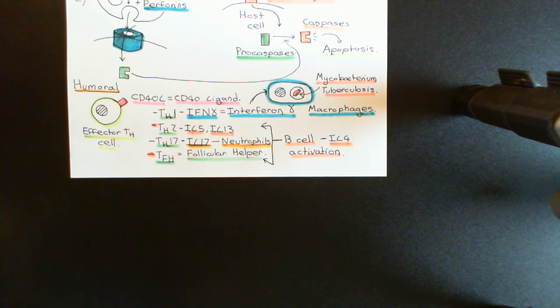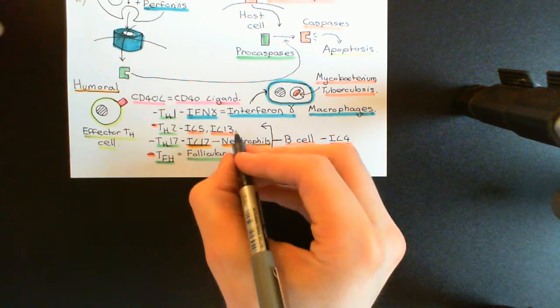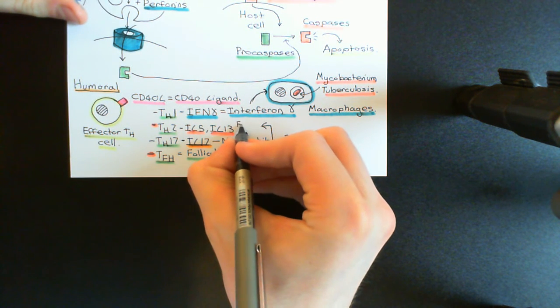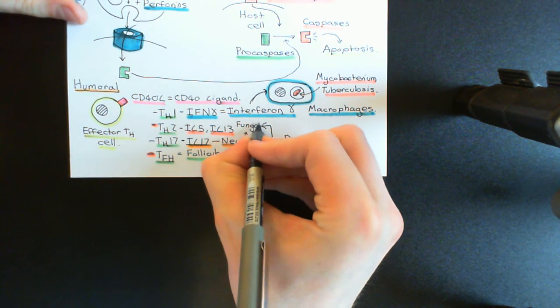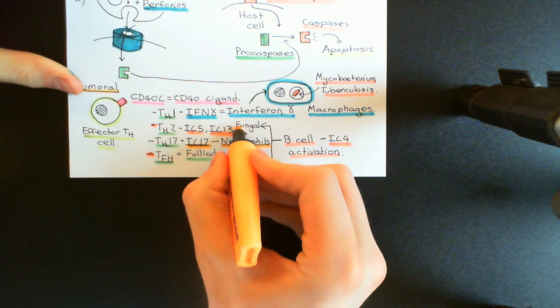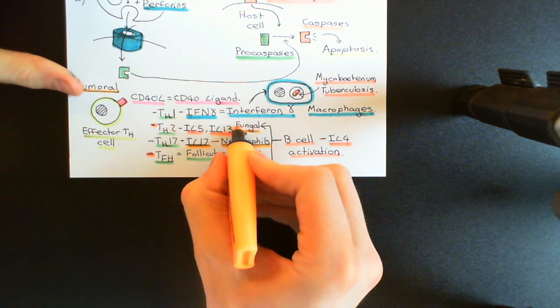Okay, so what's the point of this? Well, neutrophils are absolutely fantastic at clearing fungal infections. So if you've got an infection that is due to a fungal pathogen, neutrophils are the cells that are best at actually clearing a fungal infection.